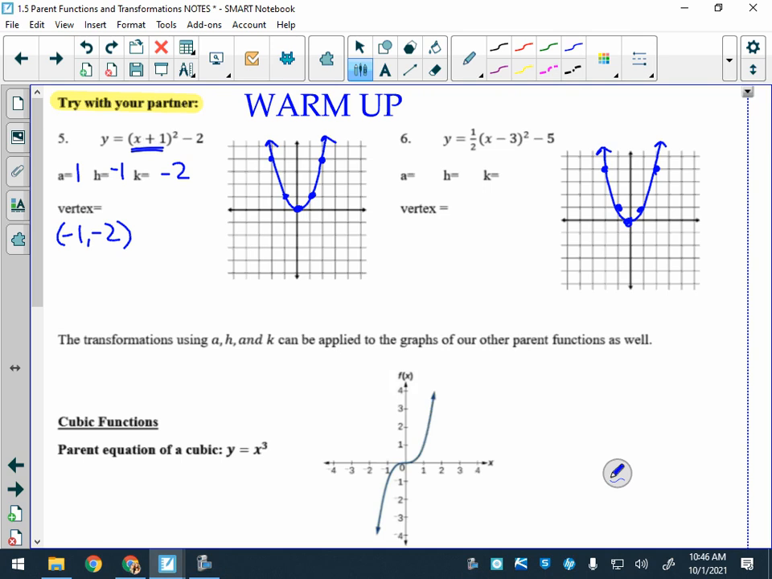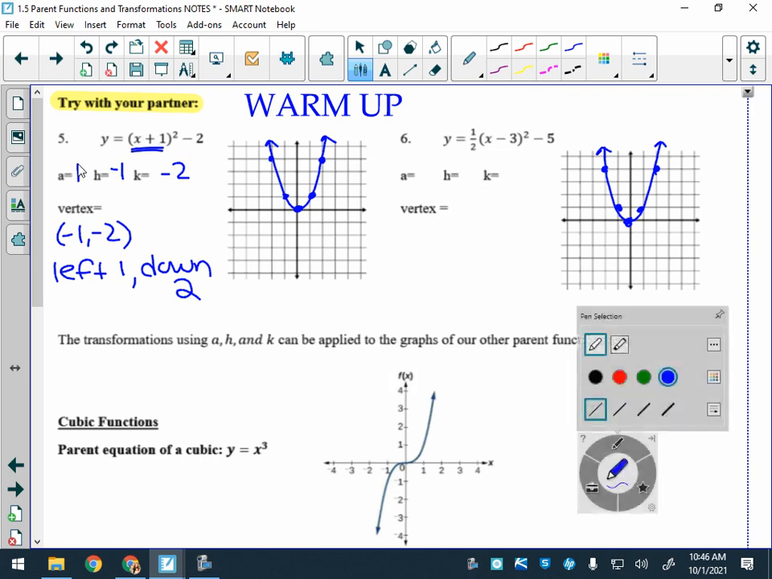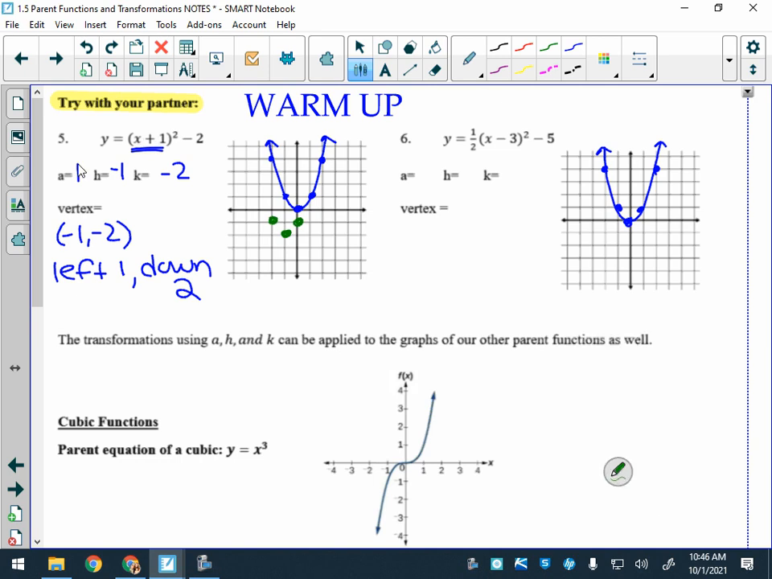Laurel? Good. Left 1. Sorry. Down 2. Okay. Left 1, down 2. So we could graph our vertex. Okay. And you can shift over the points. Okay. Shift over all the points. Left 1, down 2. Okay. Right? So all the points from the parent function shift over, left 1, down 2.